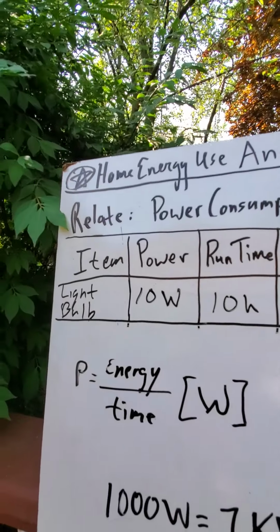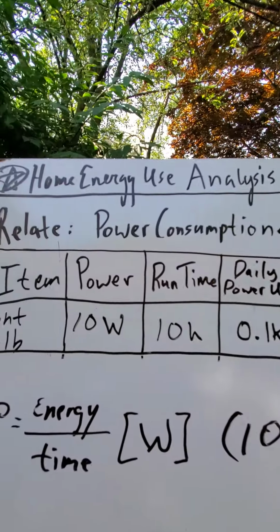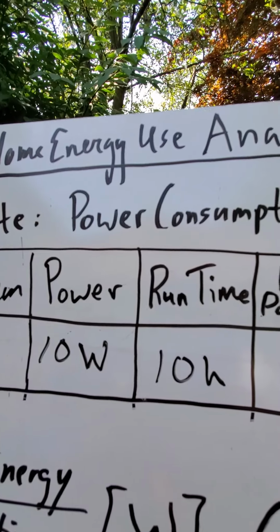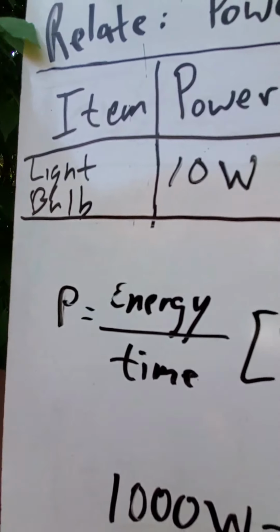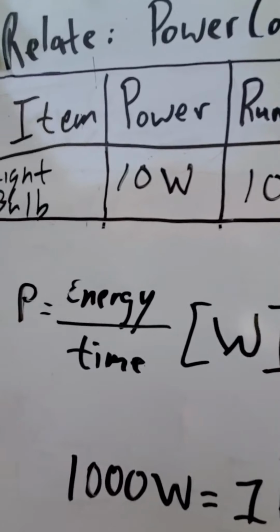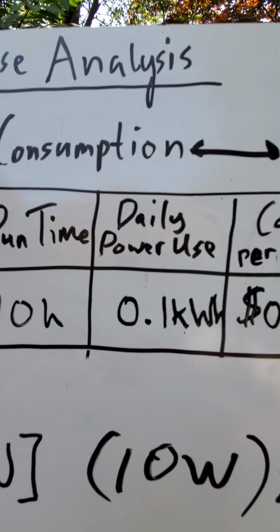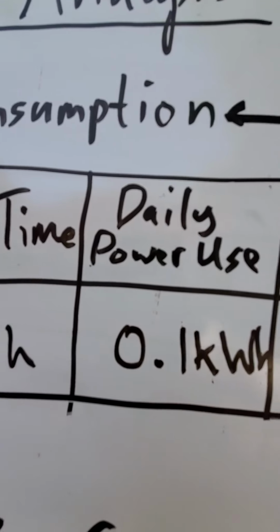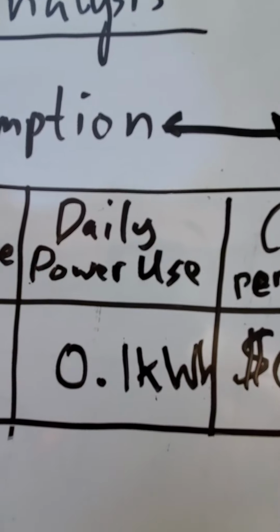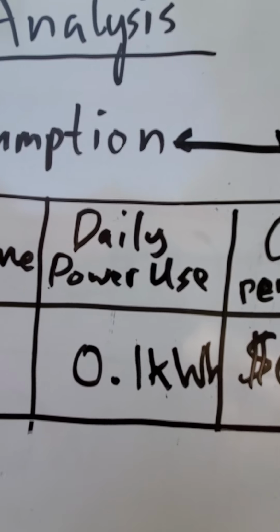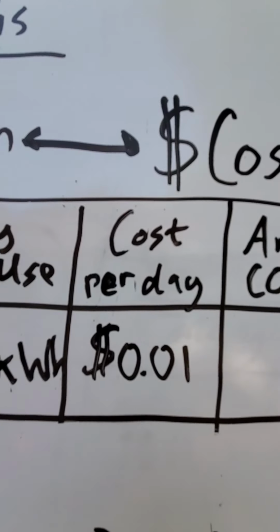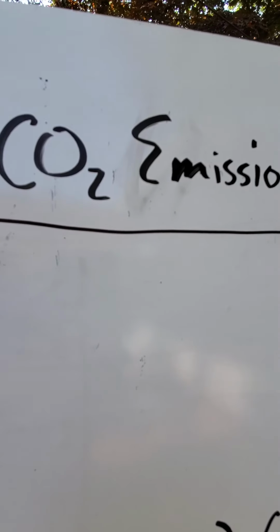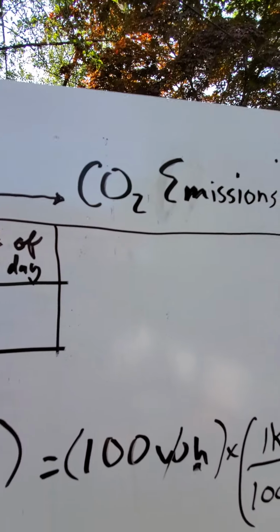So far, we've thought about power consumption in that we need power to run our electronics, and power is energy, but it's also how much energy is used in a period of time. So we are considering hours, and we're going to run that light for 10 hours, which total in a day is 0.1 kilowatt hours, which costs us 1 cent. And now let's convert that energy use to CO2 emissions.